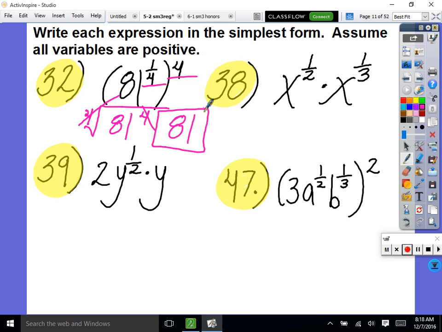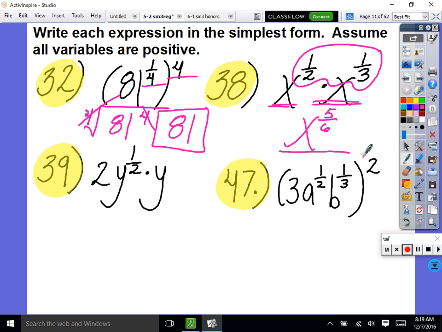38, it says, write each expression in the simplest form. Are we multiplying the same base? So you'll add your exponents. Take your calculator, do 1/2 plus 1/3. Yep, so we have x to the 5/6. Now, this is how you'll know you're done. If you started with rational exponents, then your answer will stay in rational exponents. So we're done. We don't need to rewrite it as a radical because we didn't start as a radical.